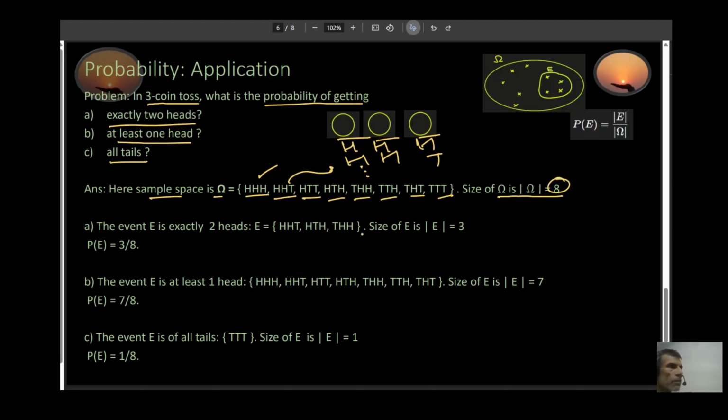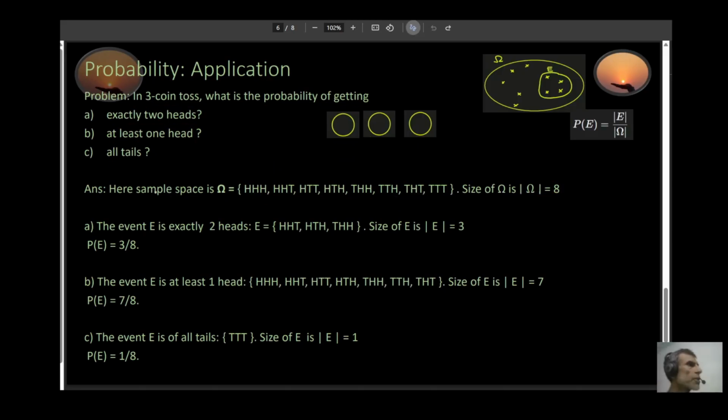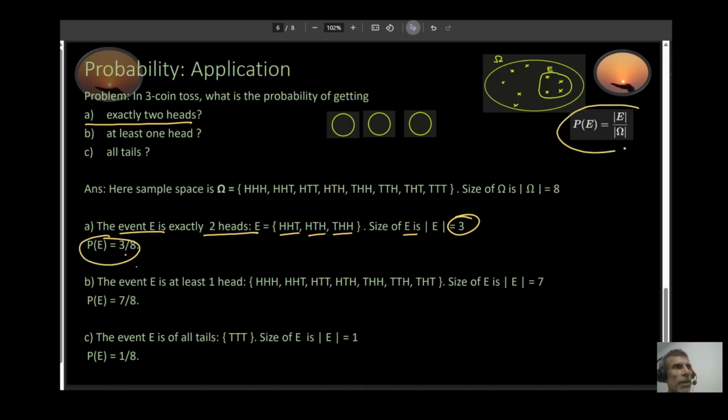Okay, now let's do question A first. Exactly two heads. So in this case, my event E is getting exactly two heads. Well, what are my possible outcomes? The only ways you can get two heads are these right here: head, head, tail; head, tail, head; and tail, head, head. So the size of my E is 3 in this case. So the probability of E is equal to 3 over 8. I'm using this formula right here: the probability of E is equal to the size of E divided by the size of your sample space.